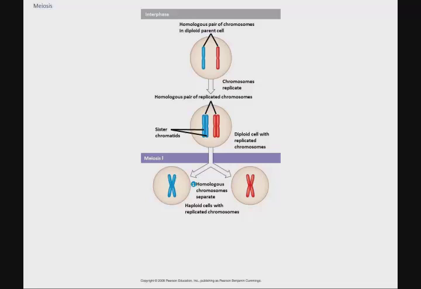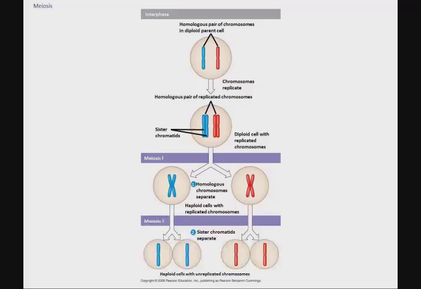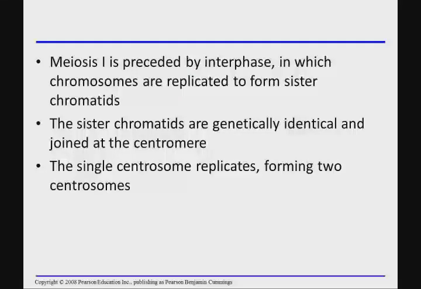So Meiosis One then creates 2 new cells. Each has 1 chromosome in it, and that 1 chromosome then will go through Meiosis Two, and that will look very, very much like mitosis, where the duplicated chromosome will separate, the 2 chromatids are pulled apart, and now you get 4 cells with 1 chromosome each, where the parent cell had 2. We've halved that number.